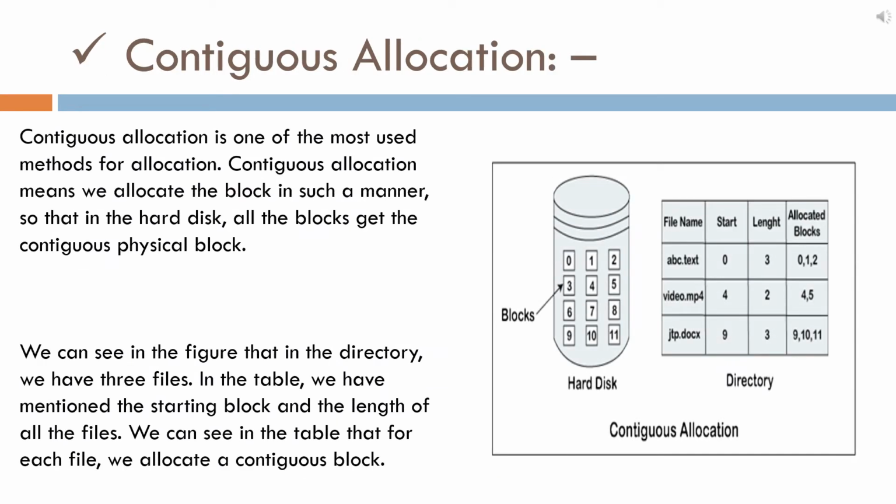Now we will look at what contiguous allocation is. Contiguous allocation is one of the most used methods for allocation. It means we allocate the blocks in such a manner that in the hard disk all the blocks get contiguous physical blocks. We can see in this figure that in the directory we have three files. In the table, we have mentioned the starting block and the length of all the files. We can see in the table that for each file, we allocate a contiguous block.